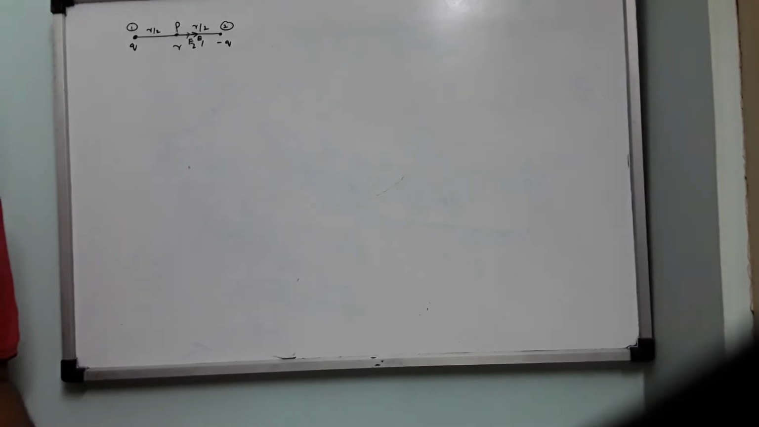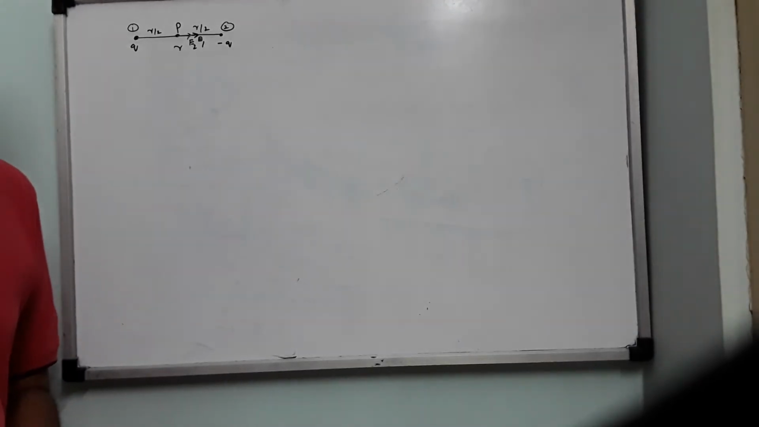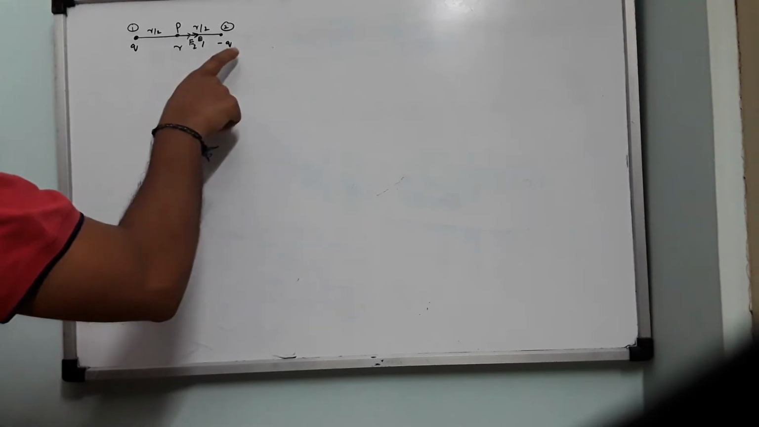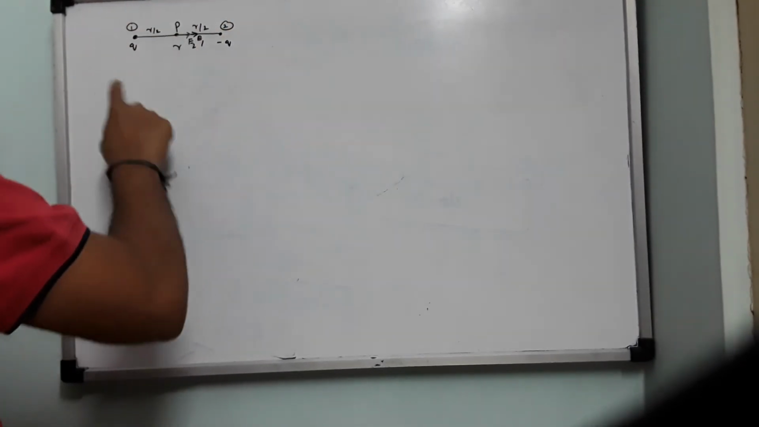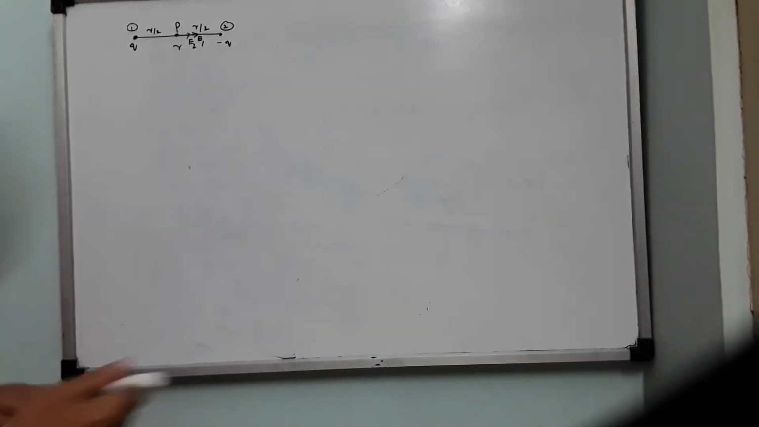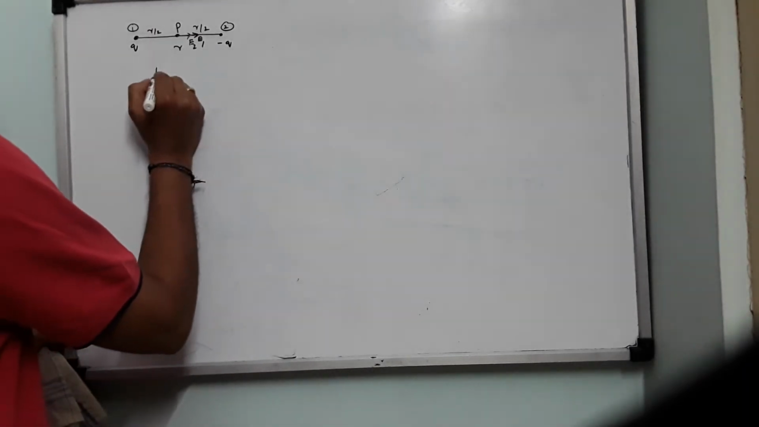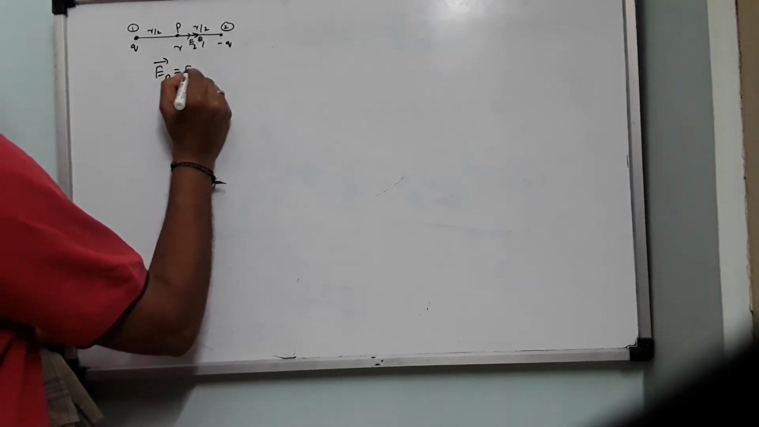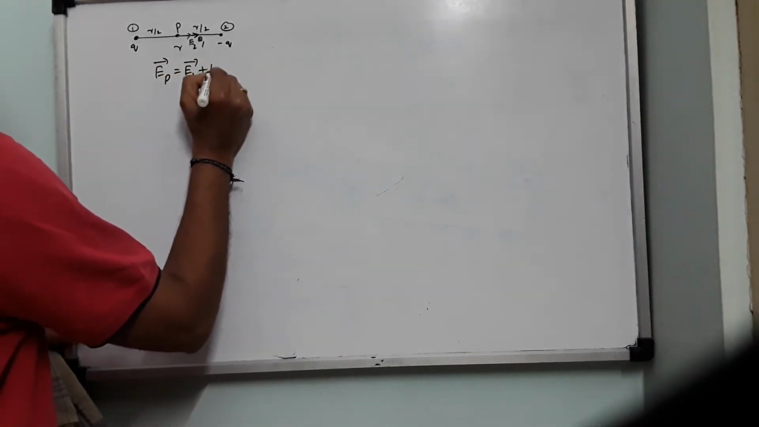Now you can see very clearly that E1 and E2 at point P are pointing in the same direction. So therefore they can be directly added. Though the charges are opposite in sign, and though the net charge on the system is 0, they are not going to produce a 0 electric field. So the net electric field at point P, E at point P, equals, let me write it in vector form, E1 vector plus E2 vector.